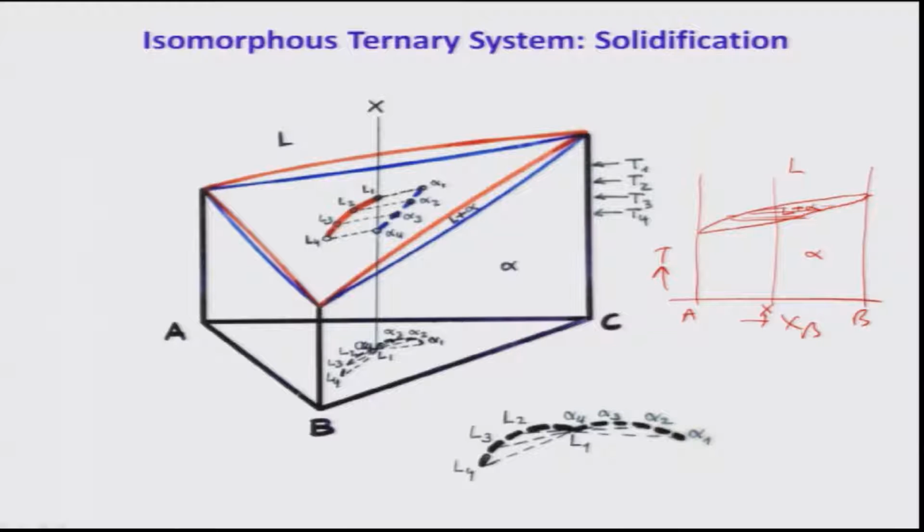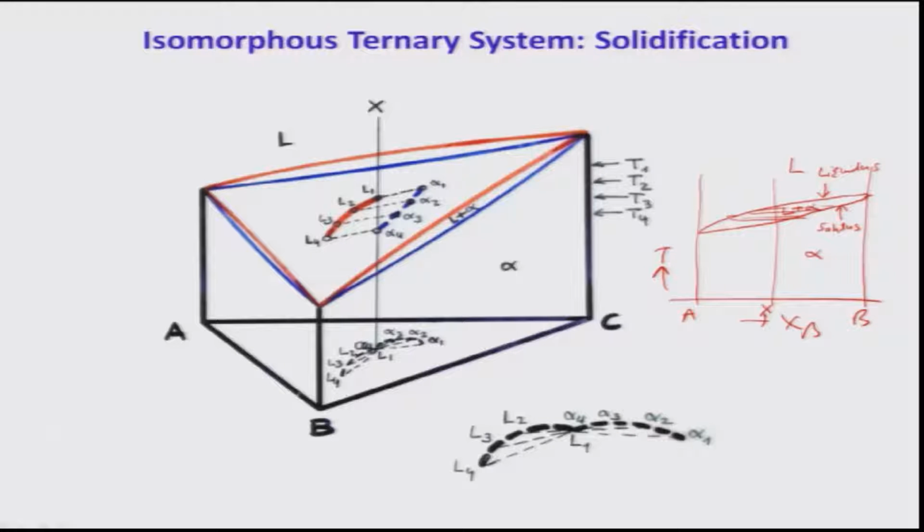Now, in a ternary, what happens? As you cool down the liquid from the high temperature, the first thing it will do is touch the liquidus surface, just like this point in the binary is on the liquidus curve. This is the liquidus and this is the solidus, correct. So, it touches the liquidus curve here, and in the ternary it will touch the liquidus surface here, at temperature T1.